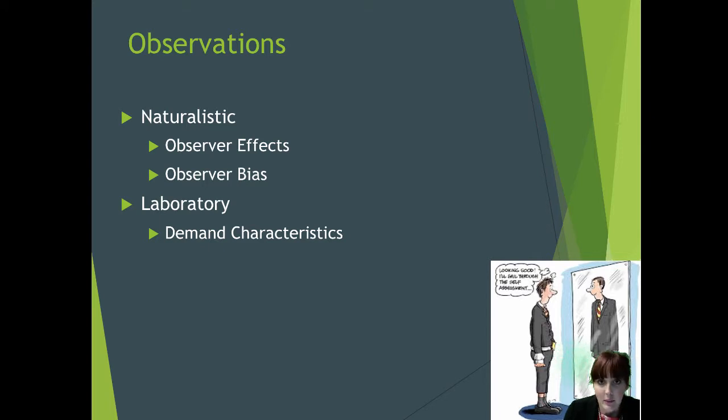So this is listed under naturalistic, but should also be listed under laboratory. Oftentimes it's also called confirmation bias, and oftentimes researchers will ignore information that contradicts their biases and their personal opinions, or if it contradicts their hypotheses, they will ignore this. So that's one of the reasons the scientific method was developed, to overcome this.